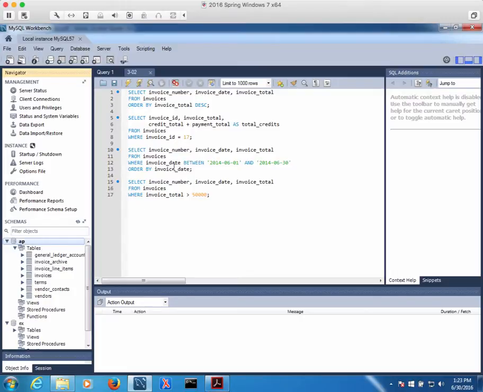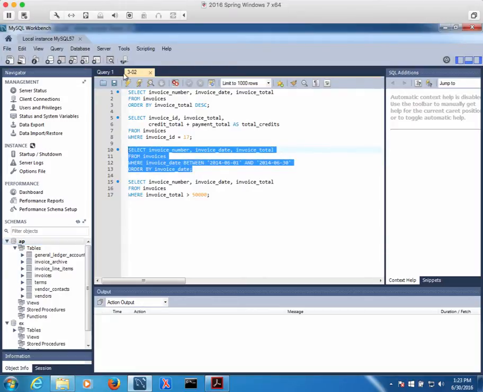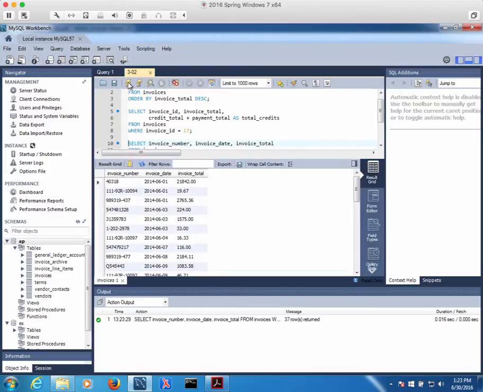If I wanted to take the third of these selects, I could highlight it and then use the left lightning arrow, which says to execute the selected portion of the script. So we'd run that and we'd get the answer.